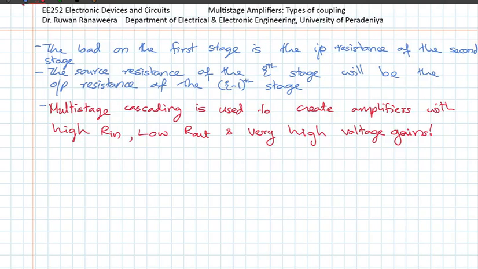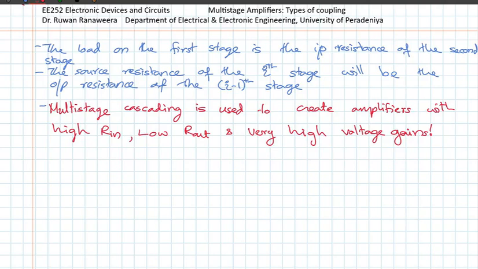Okay, next we are going to talk about how to connect different stages. This is called coupling. Stage 1 has to be connected to stage 2. How are you going to connect them? Are you going to connect them directly, or in a different way? Right, in the example that we looked at, we only had one stage, but the way we connected the source to the amplifier was through a capacitor. Why was that? To avoid upsetting the biasing, right?